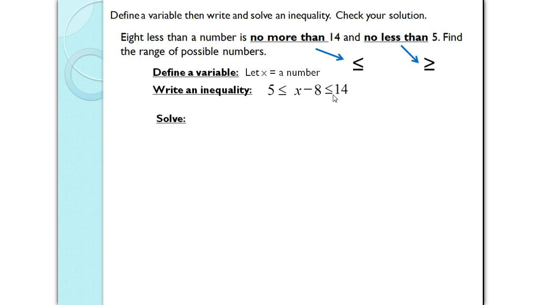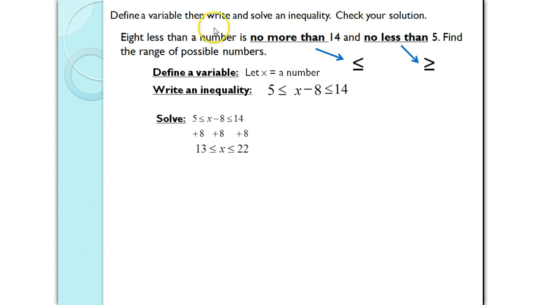The next step is to solve. So I'm going to start by looking at the middle of my inequality and get stuff away from x. The first thing I need to do is add over my 8. I get 13 is less than or equal to x, which is less than or equal to 22. So at that point, the inequality is solved.